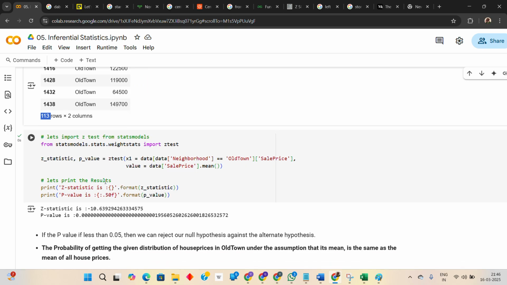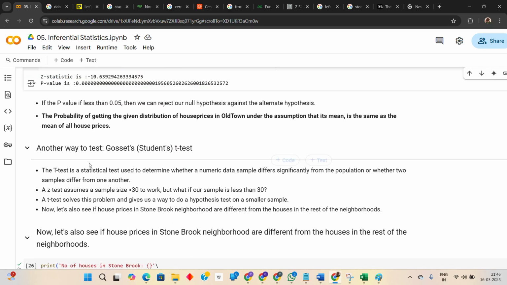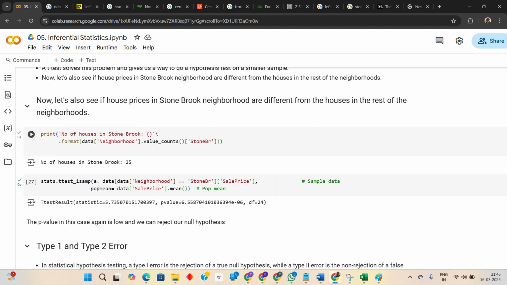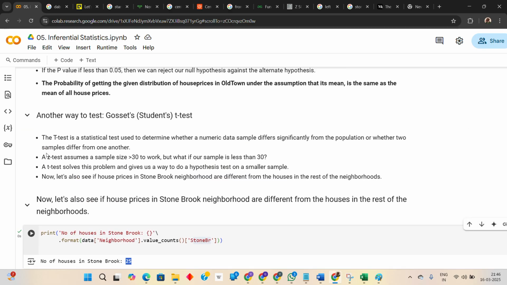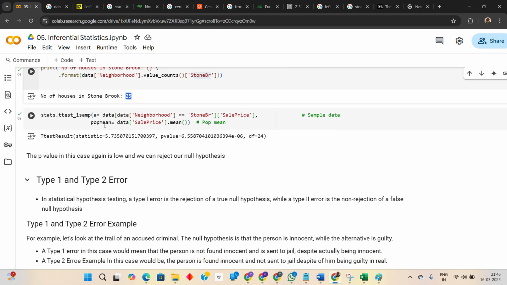That means definitely it is more than 30. The sample size is more than 30, then we consider the G test. But here, when I'm trying to check the neighborhood value count where exactly stone broke, now I'm getting only 25. 25 means less than 30. The sample size now is less than 30. If the value is less than 30, you should not go for the G test. Instead, you can go for the T test.